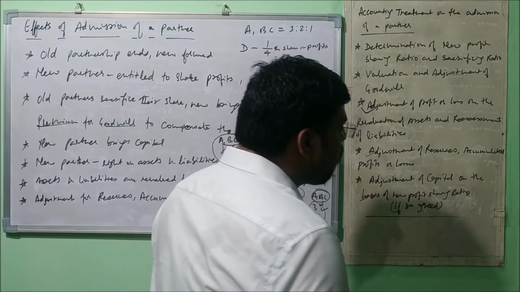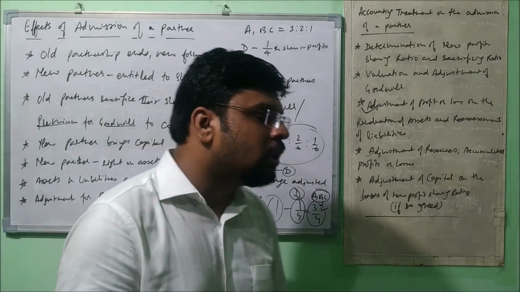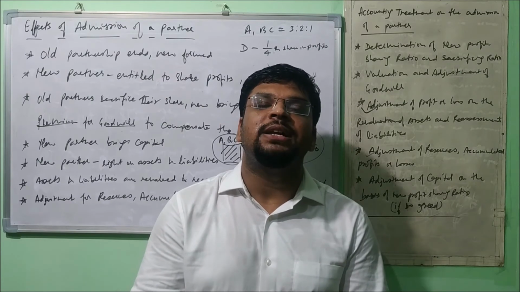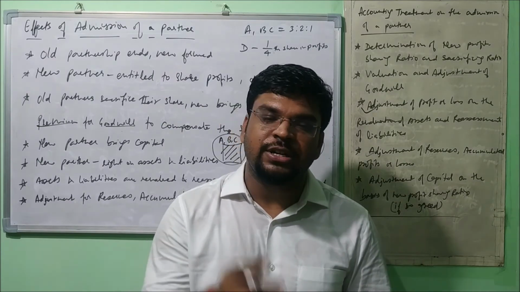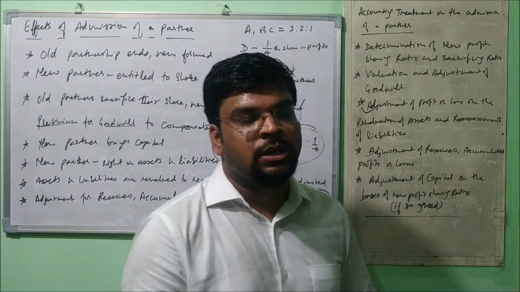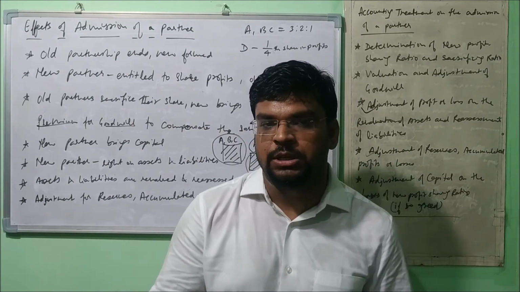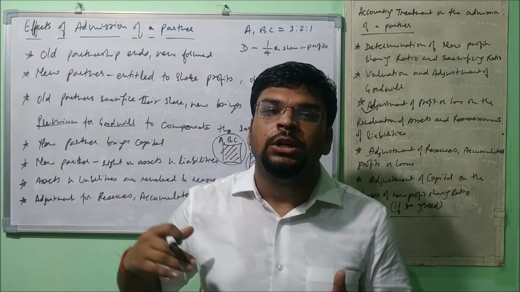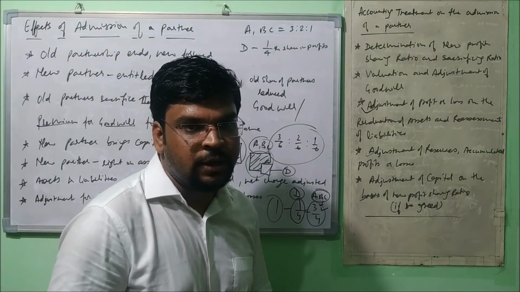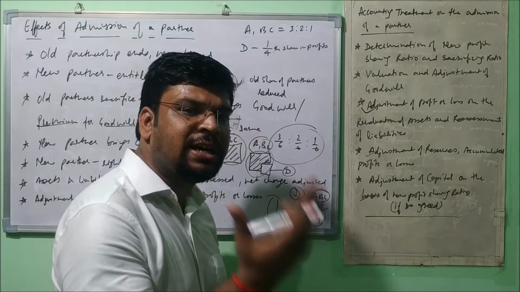Next, adjustment of capital on the basis of new profit sharing ratio, if so agreed. Sometimes, on the basis of the new profit sharing ratio, the partners decide that their capital has to be in that ratio. We did that portion in chapter 4 as well. But CBSE recently, due to COVID-19 impact, has reduced some syllabus. It has deleted some portions of some chapters, so this portion from this chapter has been deleted. However, I will be making a video on that. Presently, that is not part of the syllabus. In future, once again it will come back.